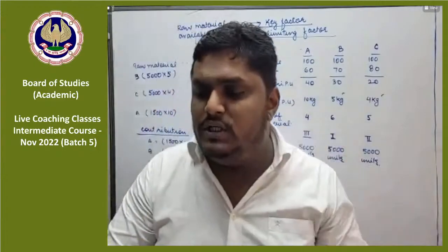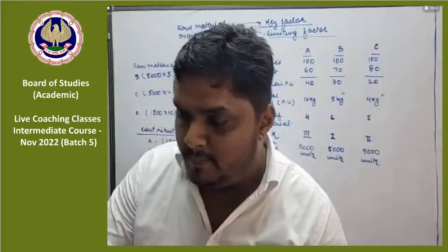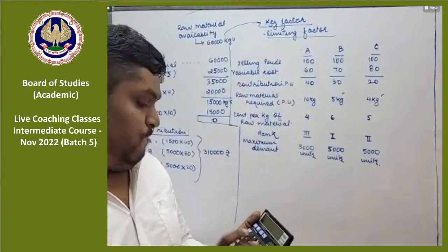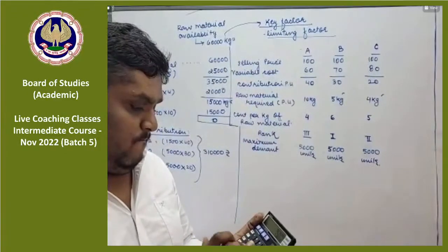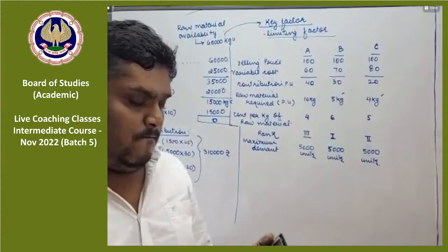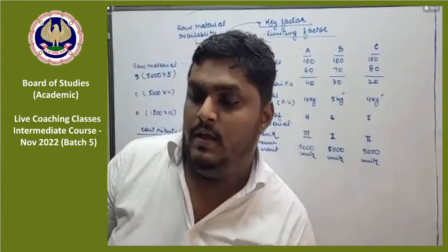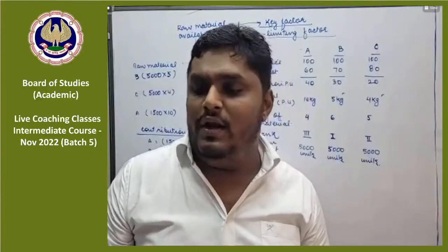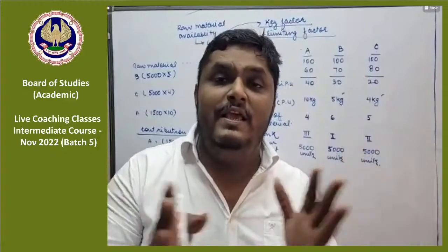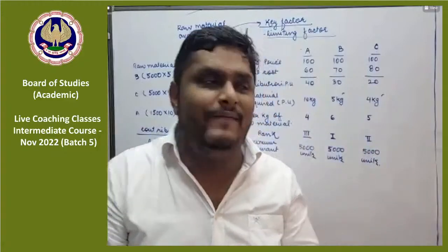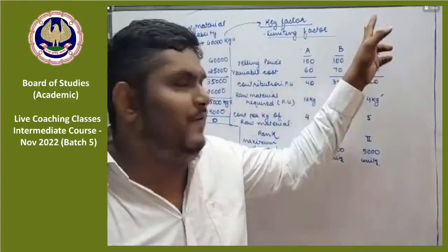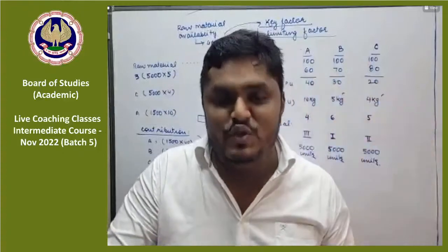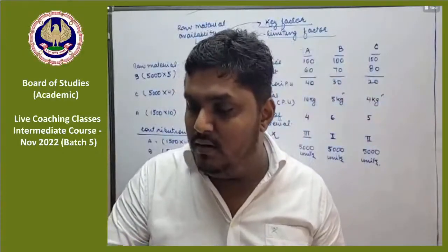I'll be taking one more situation, Rajiv Kumar, don't worry. Rajiv Kumar Das, in your case, not for everyone, if so much quantity of raw material is available, then we will manufacture 5,000 units of B, 5,000 units of C, and 4,000 units of A. So I hope your query is resolved, Rajiv Kumar.